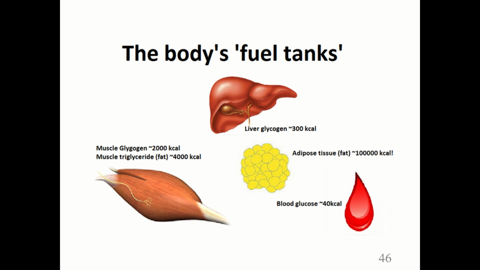Here is an image of the body's fuel tanks. Adipose tissue can store the most fuel. Adipose tissue can grow. It can hypertrophy, meaning grow, in its numbers of cells and the sizes of those cells. So as the fat fills the cells, they will then undergo mitosis and duplicate their numbers in order to store more fat.